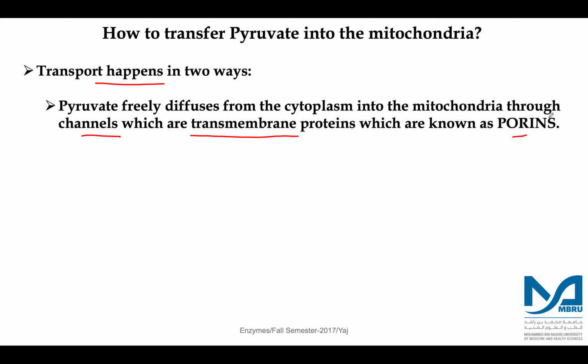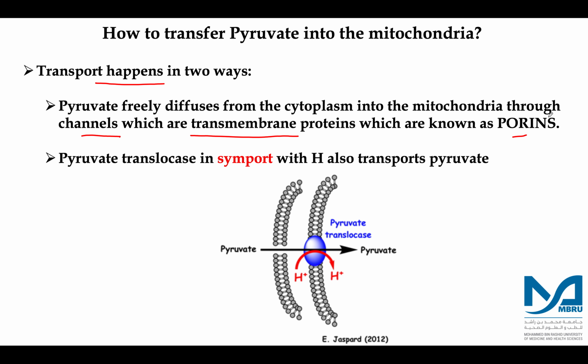The second way that pyruvate is transported is by the action of an enzyme known as pyruvate translocase. And the translocase enzyme helps in the transport of pyruvate from the cytosol inside the mitochondrial matrix by symport.